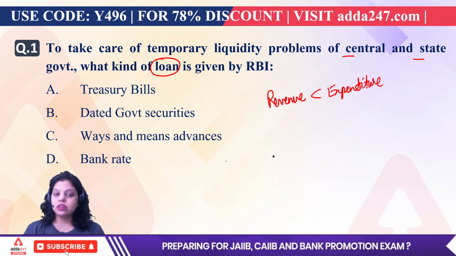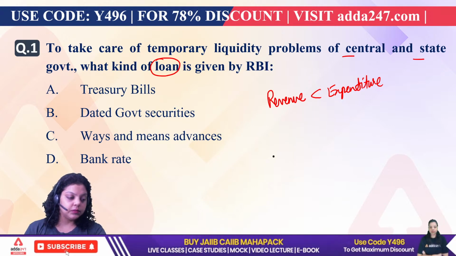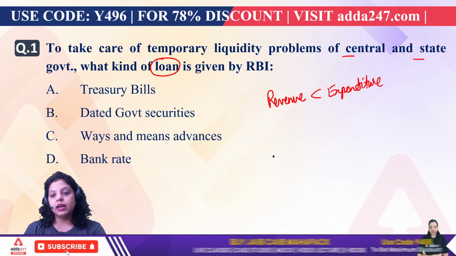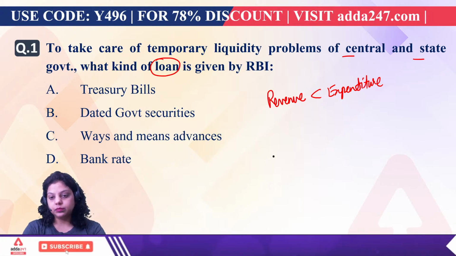It will be treasury bills, dated government security, ways and means advances, or bank rate. So which of the following will be the right answer? A, B, C, or D?